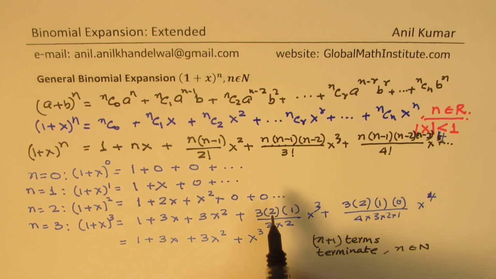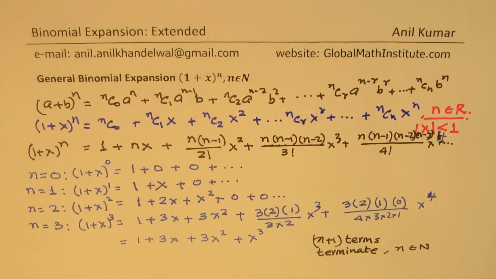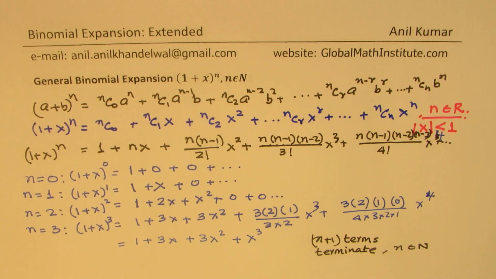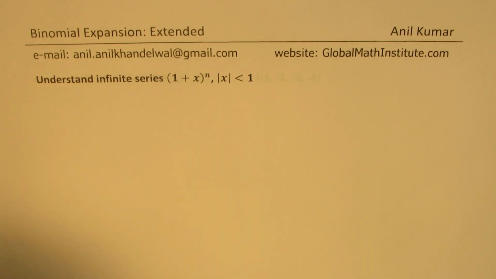So all the terms after that will be 0. Do you get this idea? So in case we have natural numbers, we have a terminated series where the number of terms is n plus 1, right? Now what happens when we have exponents which are not natural numbers? We'll see that part now. But in that case, we'll also consider the cases where the absolute value of x is less than 1. We'll explain this to you also.